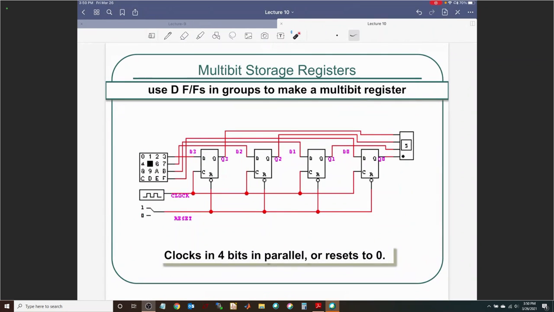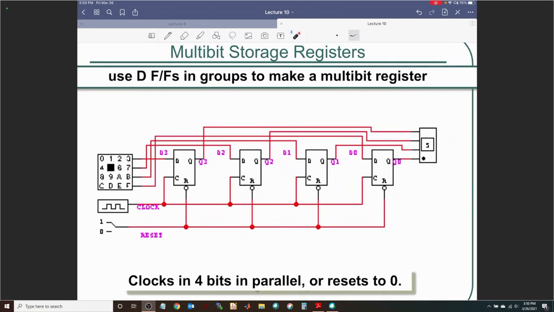So here is another picture elaborating the same concept of using D flip-flops. There's a D flip-flop here, here, here, and here. They are all connected to the same clock source, so all of them are synced to one timing source. And all the D flip-flops are also connected to an active low reset.